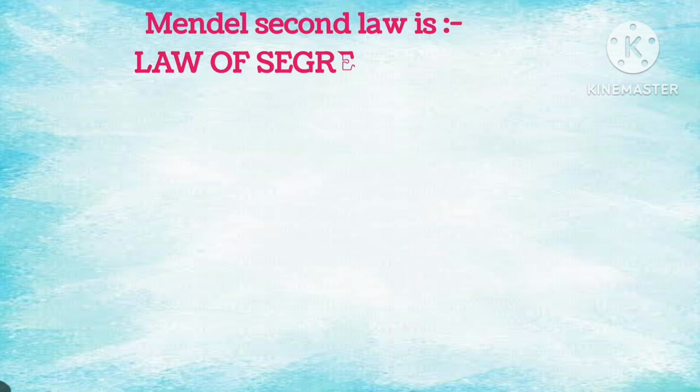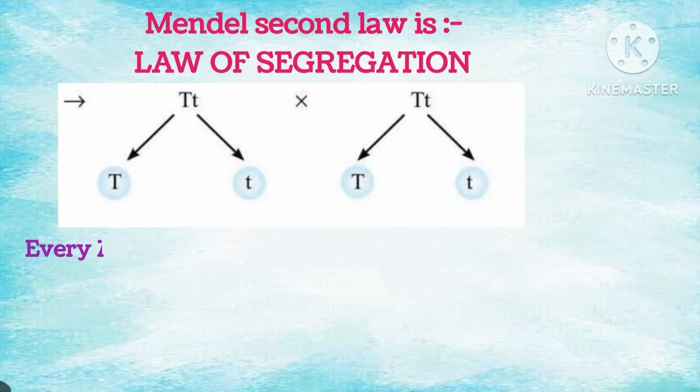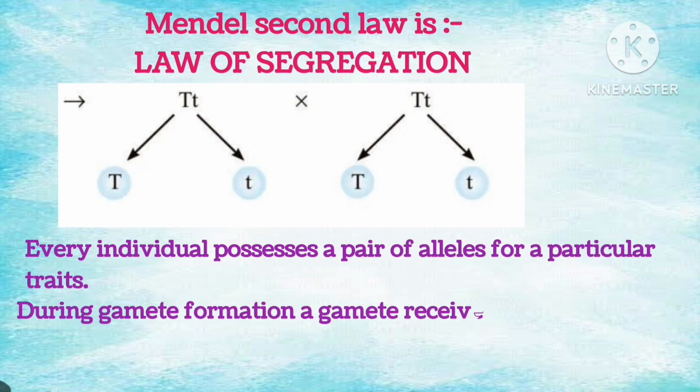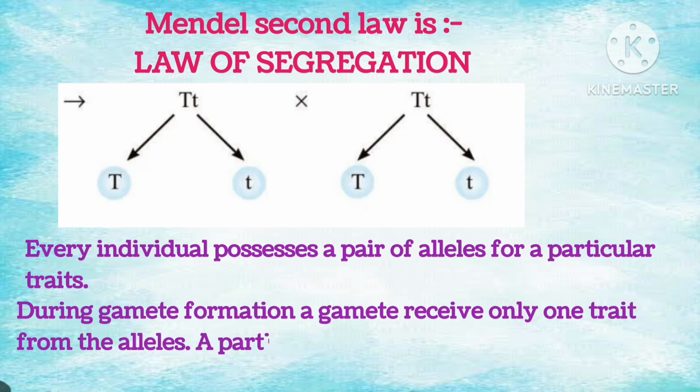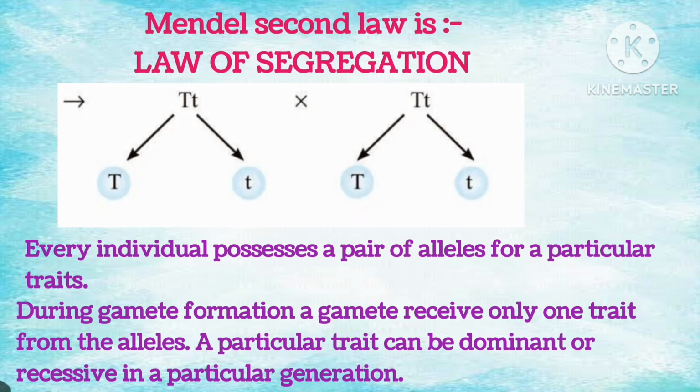Mendel's second law is the law of segregation. As you can see in the picture, every individual possesses a pair of alleles for a particular trait. During gamete formation, the gamete receives only one trait from the allele. A particular trait can be dominant or recessive in a particular generation.